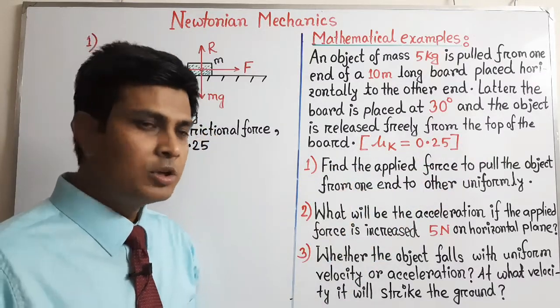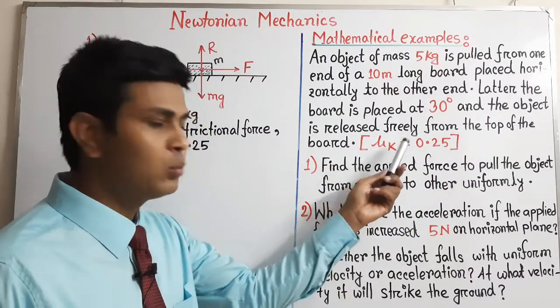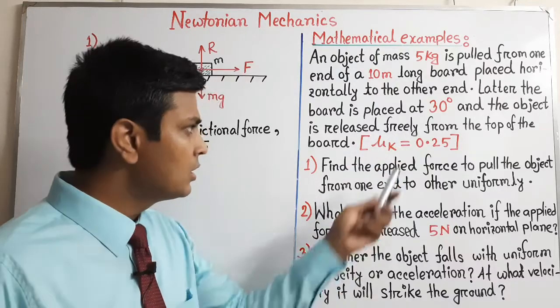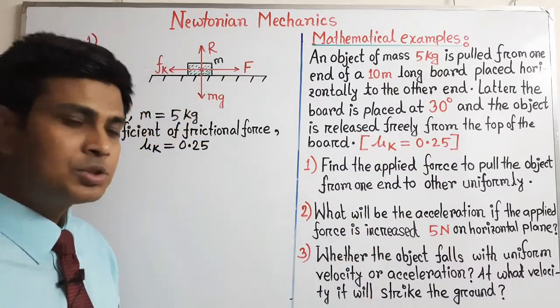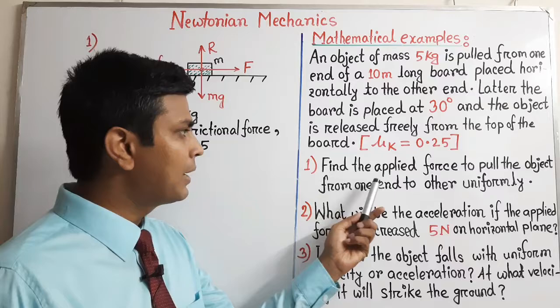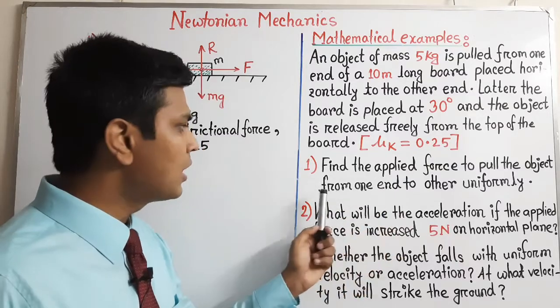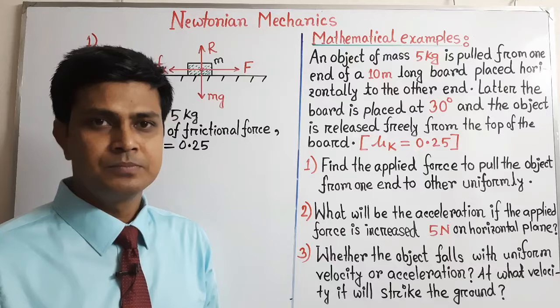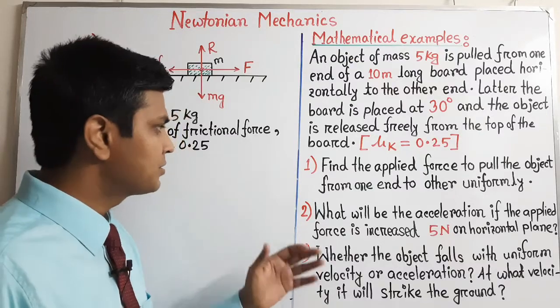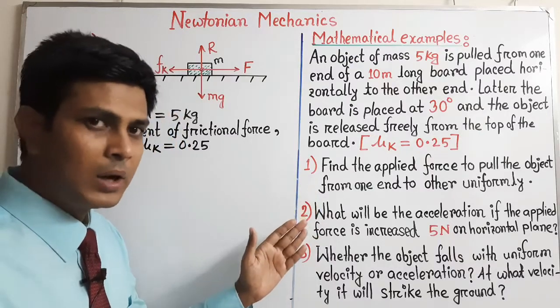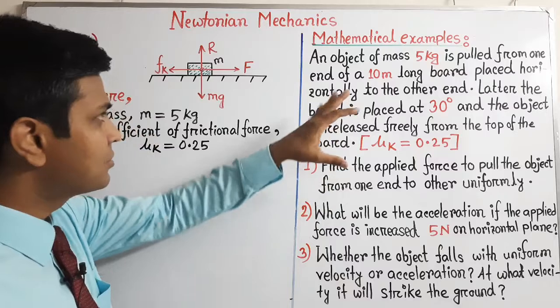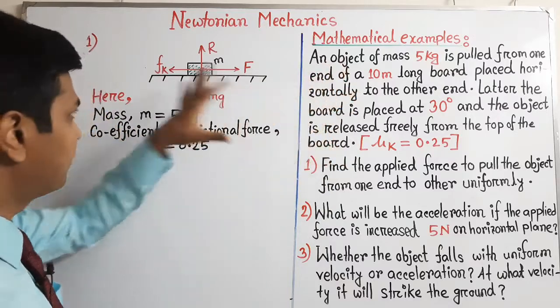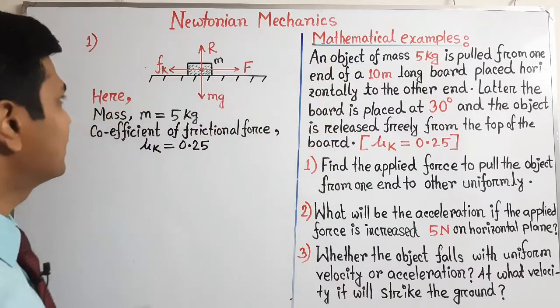And here, the coefficient of frictional force, whose value is given, is 0.25. And question 1 is: find the applied force to pull the object from one end to the other end uniformly. Okay, my dear students, let's solve question number 1. First, let's draw the stem in a figure.